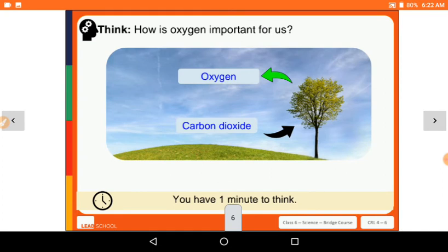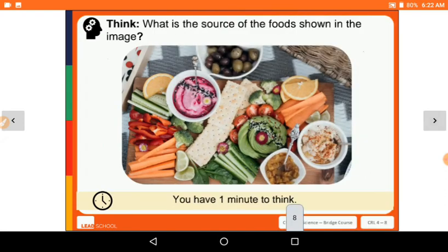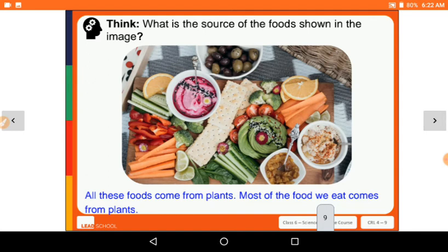And how is oxygen important to us? We need oxygen to breathe and stay alive. Oxygen is essential for most living organisms. What is the source of food shown in the image? All this food comes from plants. Most of the food we eat comes from plants.